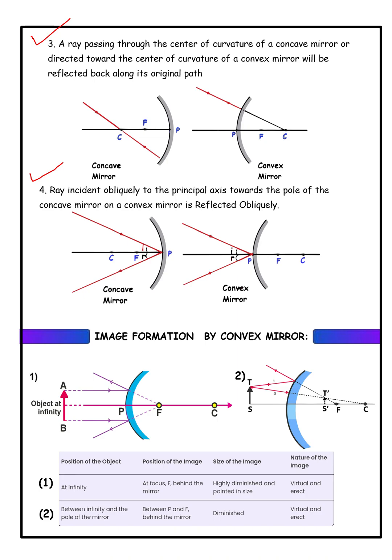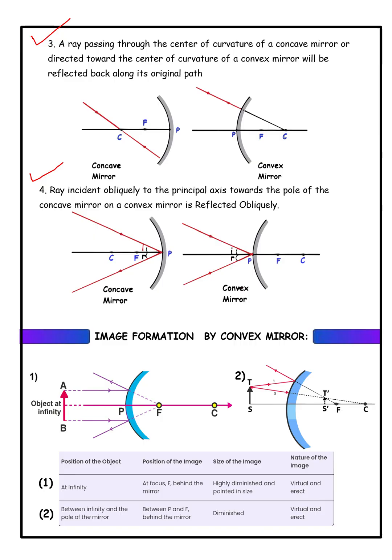Now, a very important part, extremely important for the students, which they have to remember and tend to confuse in certain areas. That's image formation by a convex mirror. If you can see it on the screen, where is the object? At the first point, the object is at infinity, and the position of the image will be at the focus, which is behind the mirror. And what will be the size of the image? That will be highly diminished and point sized. And what will be the nature? That is virtual and erect.